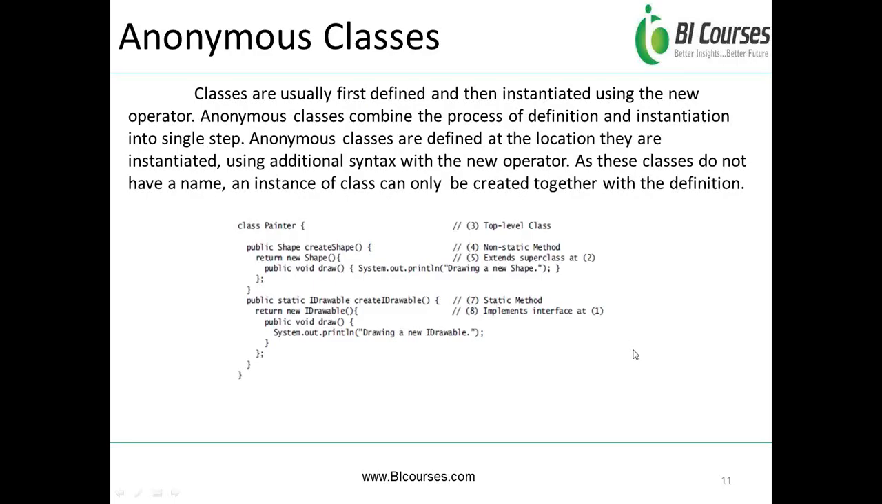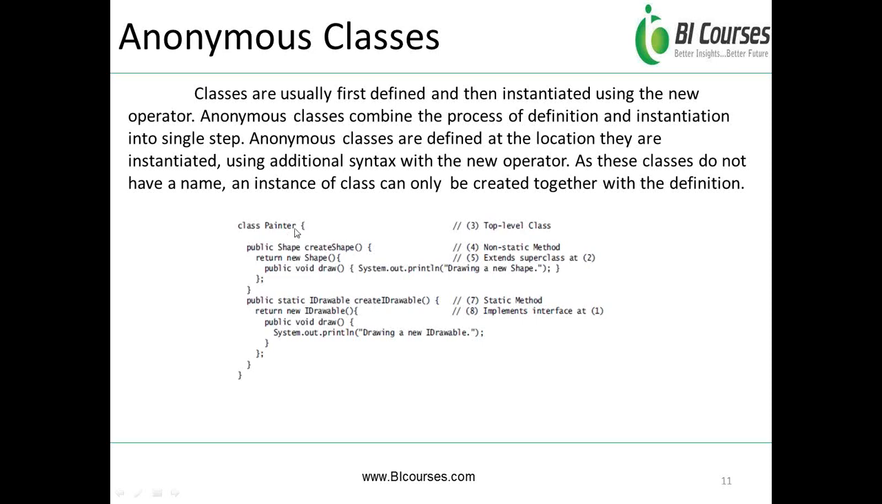Next one, anonymous classes. Classes are usually first defined and then instantiated using the new operator, right? So generally what we have seen so far, classes we first define, then we instantiate using the new operator. Whereas anonymous classes combine the process of definition and instantiation into a single step. So defining a class and creating an object both take place in a single step. So those kinds of classes we call anonymous classes. Anonymous classes are defined at the location where they are instantiated, using additional syntax with the new operator. As these classes do not have a name, an instance of the class can only be created together with the definition.